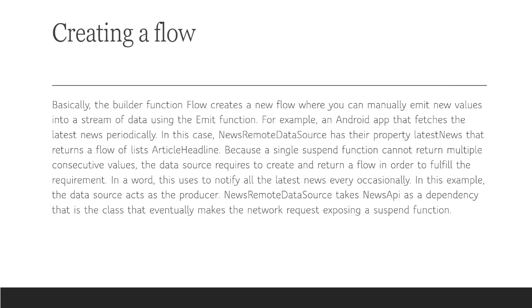So basically the flow builder function creates a new flow where you can manually emit new values into the stream of data using the emit function, for example. Take an Android app that fetches the latest news periodically. In this case the news remote data source has a property latestNews that returns a flow of list. If it is articles, students, whatever it be, you can put it. Because a single suspend function cannot return multiple consecutive values, the data source requires creating and returning a flow in order to fulfill the requirement.